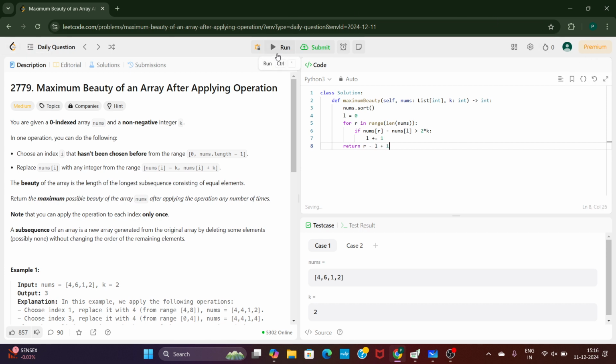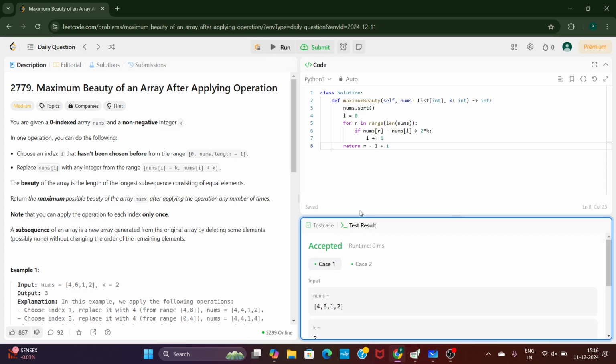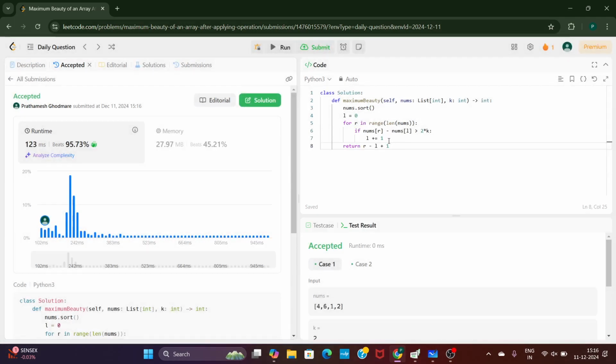Now let's try to submit the code. First of all, we'll run it. So basically our code is running properly. So this was the basic approach over here.